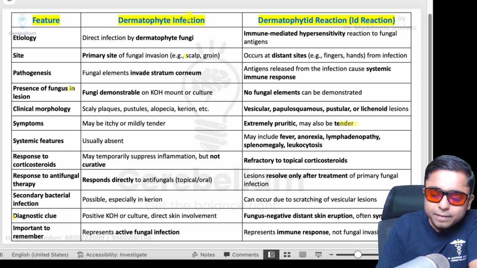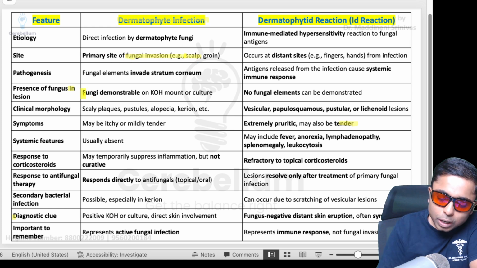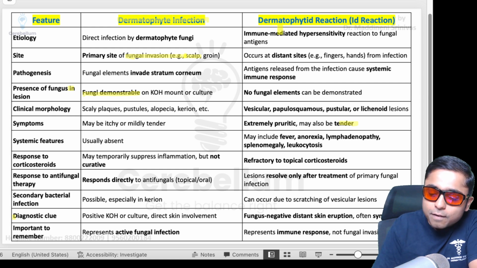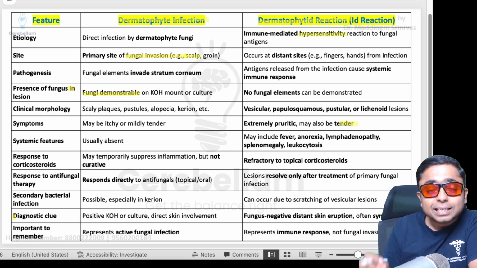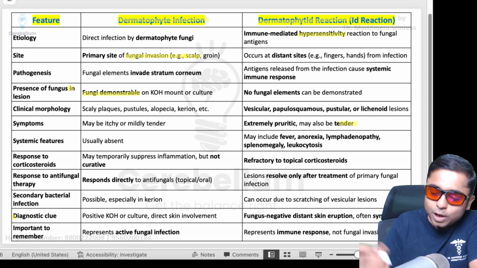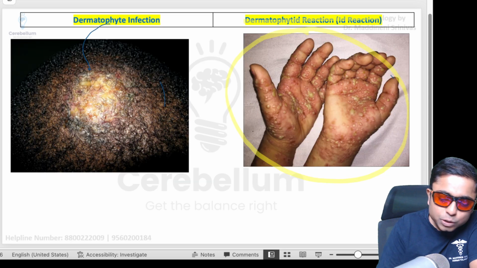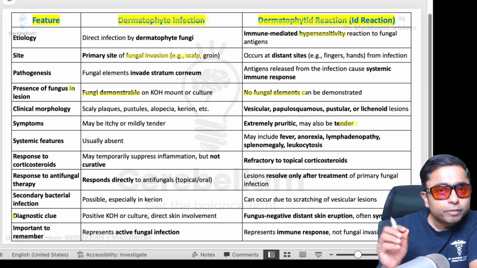Dermatophytic infection, that is tinea capitis, which the examiner has mentioned in the question itself. So fungal invasion is going to be there in the scalp. So if you do a KOH, fungus can be demonstrated in the chorion. Whereas the dermatophytid reaction, remember, it is a hypersensitivity allergic response against the fungal elements. So no fungal elements will be demonstrated in these lesions. So if you take a KOH mount from these lesions, there will not be any fungal element seen. That is the first point which you need to remember.